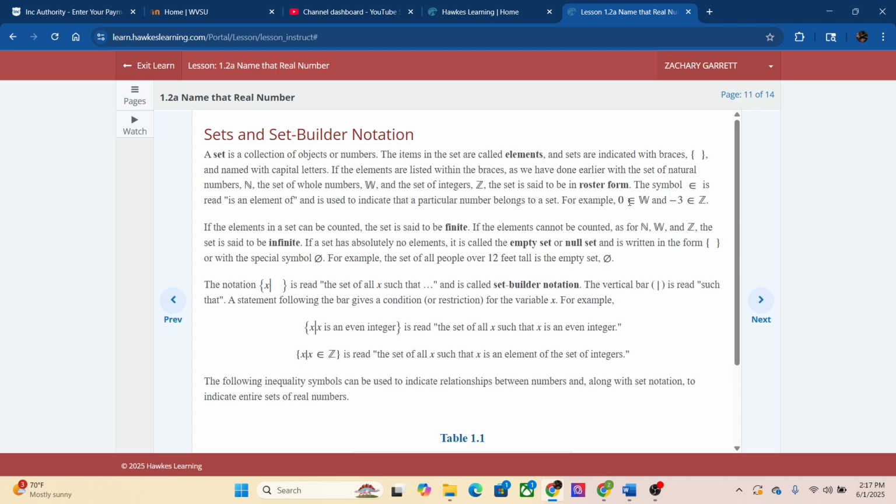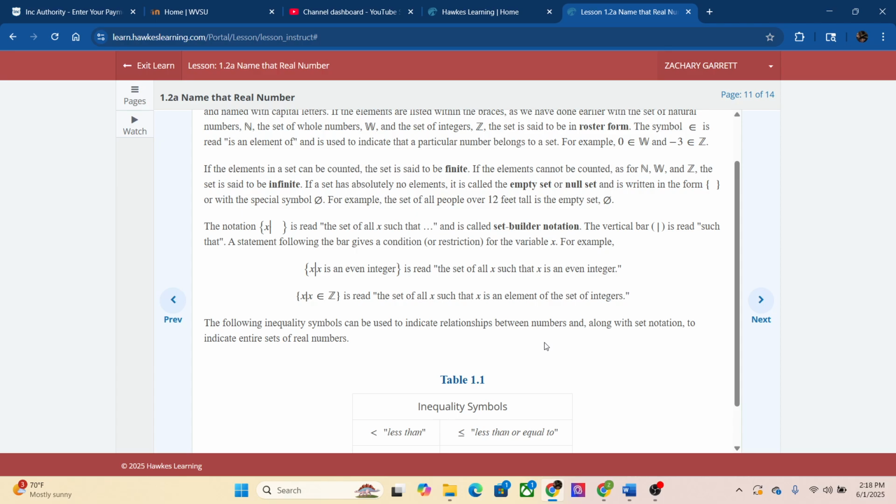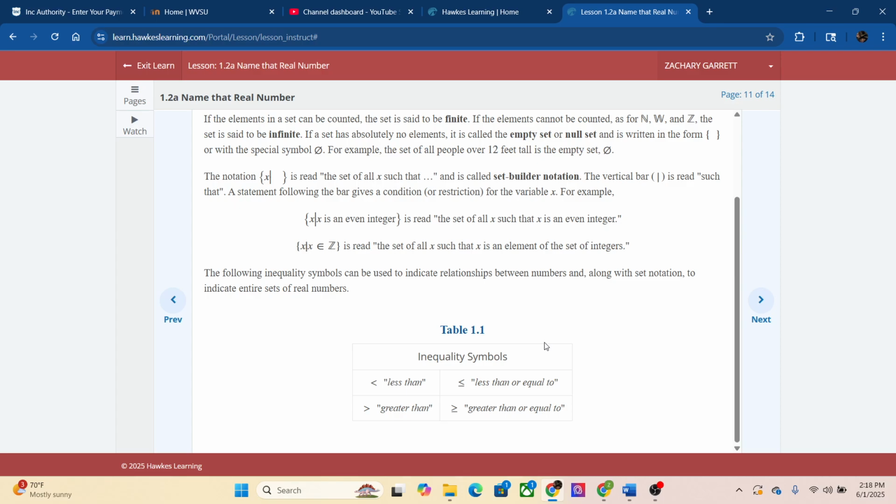For example, 0 is an element of the set of whole numbers, and -3 is an element of Z, Z being the set of integers. If the elements in a set can be counted, the set is said to be finite. If the elements cannot be counted, as for natural numbers, whole numbers, and integers, the set is said to be infinite. If a set has absolutely no elements, it is called the empty set or null set, and is written as braces with nothing inside of them, or with a special symbol, a circle with a line through it. For example, the set of all people over 12 feet tall is the empty set.